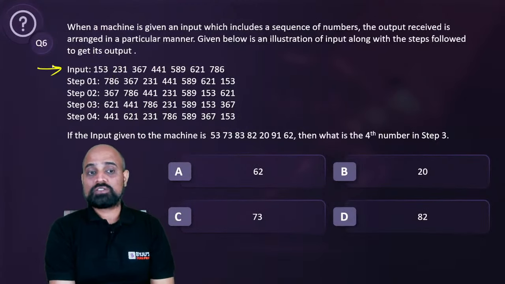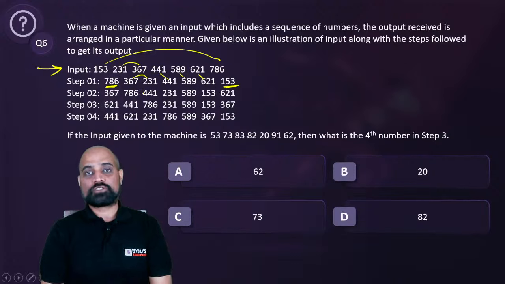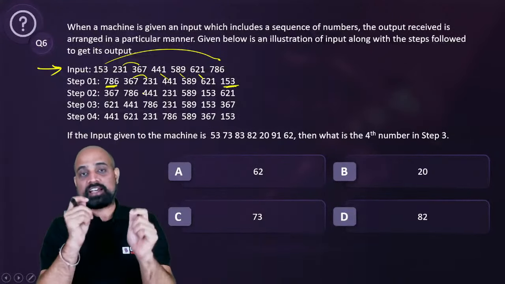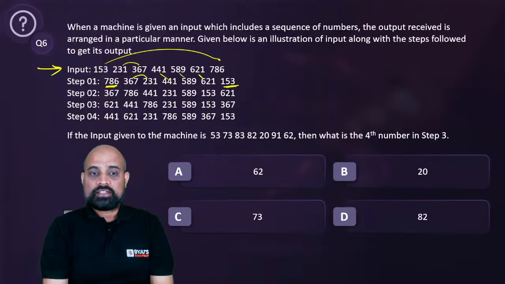So what is the order of the sort? Right now the numbers are in random orders, right? So what we see is 786 comes in the first and then we have 153 at the end. मतलब ये दोनों इंटरचेंज हो गए. अच्छा, केवल ये दोनों इंटरचेंज हुए. 621 remains as such, 589, 441. Even the second and third, they got interchanged. So first and last will interchange and then second, third gets interchanged. Right? Then what happens?